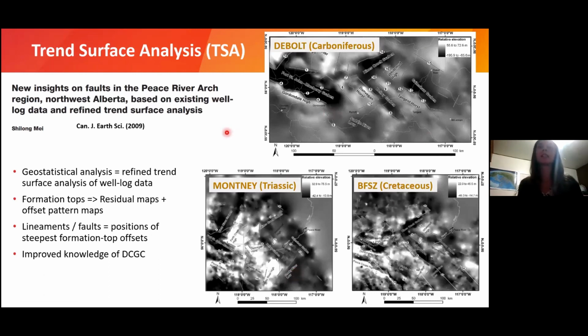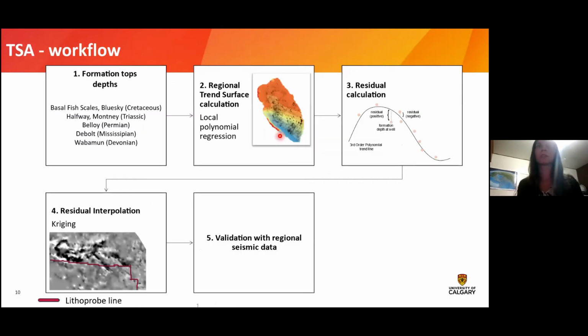So trend surface analysis is the method that uses geostatistical analysis. It was originally published in 2009 by May. And here the author was producing those residual maps based on the formation tops. As I mentioned, that's the idea. And the lineaments and faults are interpreted in the locations where we have the sudden changes in these residuals, which correspond to these potential linear fault structures. So I was trying to reproduce this methodology, and this is the main workflow of TSA.